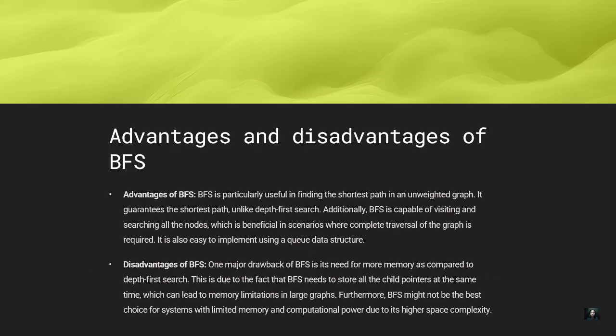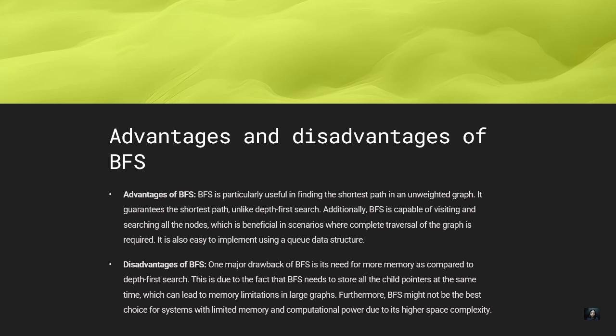Next, let us see some of the advantages and disadvantages of BFS. Advantages of BFS: BFS is particularly useful in finding the shortest path in an unweighted graph. It guarantees the shortest path, unlike depth first search. Additionally, BFS is capable of visiting and searching all the nodes, which is beneficial in scenarios where complete traversal of a graph is required. It is also easy to implement using a queue data structure.